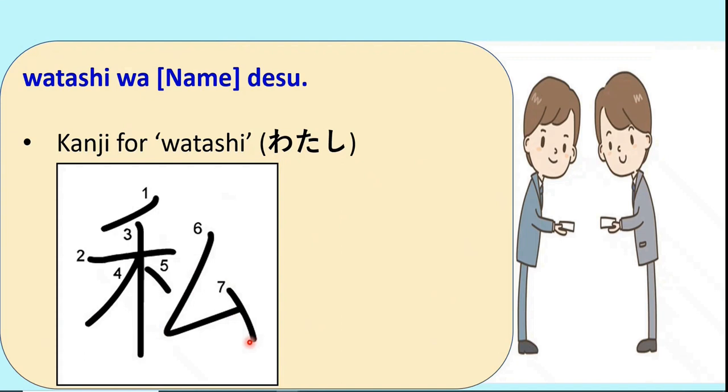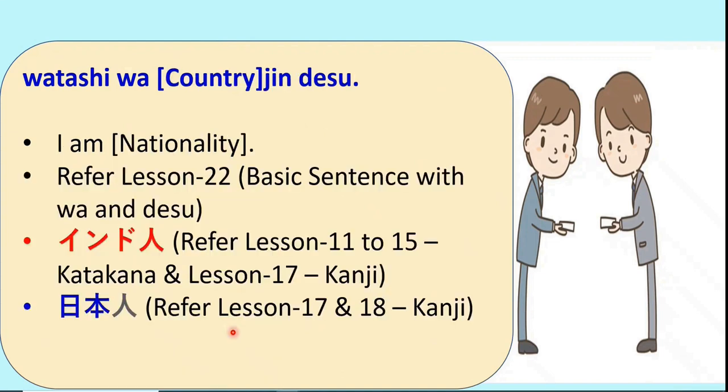So this represents watashi, or this represents I basically. So this is watashi wa name des. The next sentence is watashi wa country jin des. Means I am, followed by the nationality. I am Indian or I am Japanese. So it will be watashi wa Indojin des, watashi wa nihonjin des.